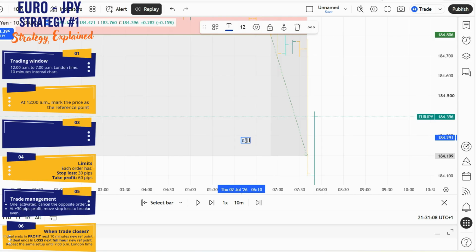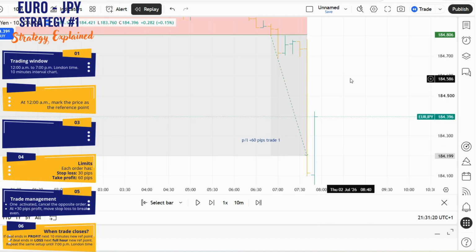The reference point was established in advance. Both possible directions were prepared. The market selected the short side, the opposite order was canceled, and the trade was allowed to continue until the predetermined target was reached. Because the trade finished in profit, we now follow the profitable trade reset rule.